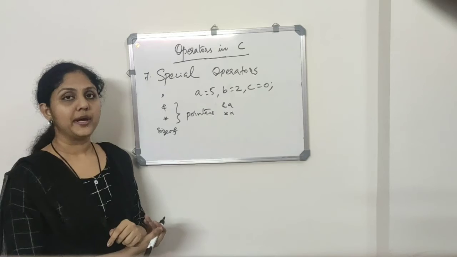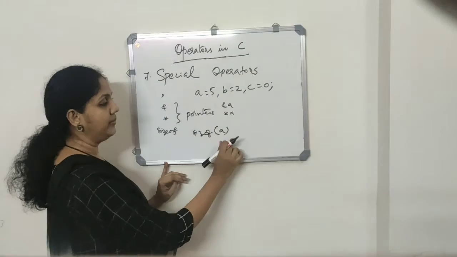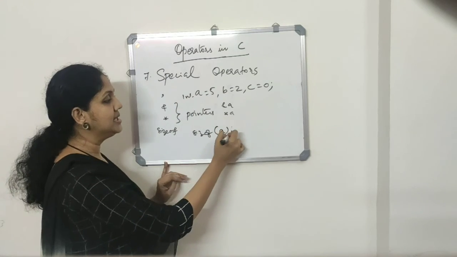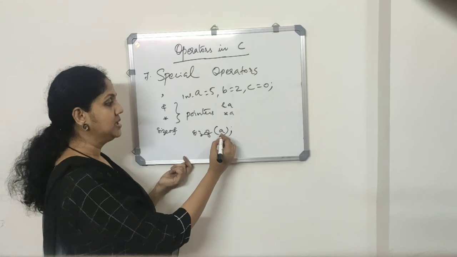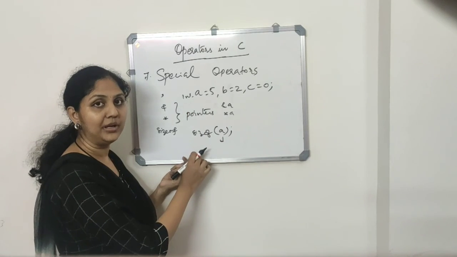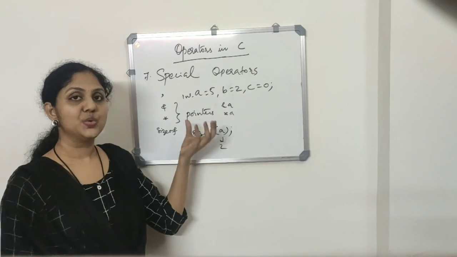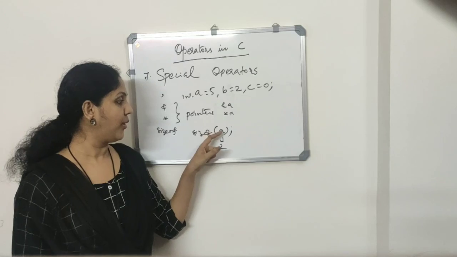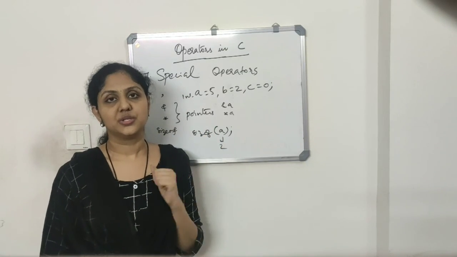And sizeof operator. If we use the sizeof operator along with an operand, suppose int A, this will return the number of bytes used by that particular operand. So if it is int, then the number of bytes returned for A will be 2. So it will return the number of bytes used by that operand. The sizeof operator is used for finding out the size or number of bytes used by the operand.